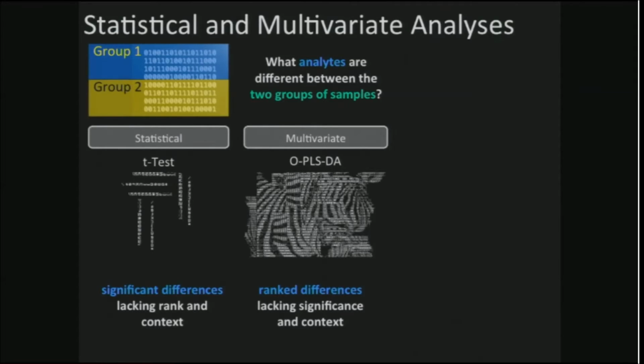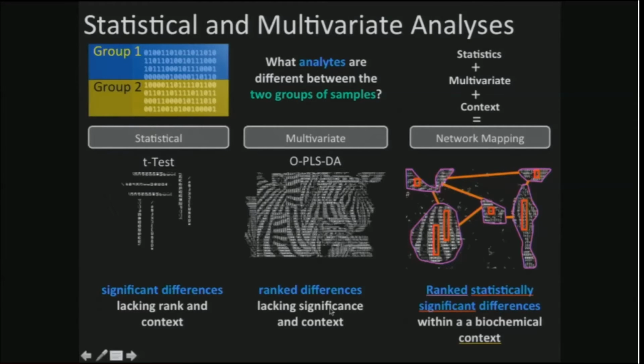Now this is a great technique for ranking all of your measurements with respect to their ability to predict differences between groups. But here again, you're lacking any significance. And again, you don't have any context. So this is where network mapping comes in. So this is a technique to combine your statistical analysis, your multivariate analysis, your functional with a context.